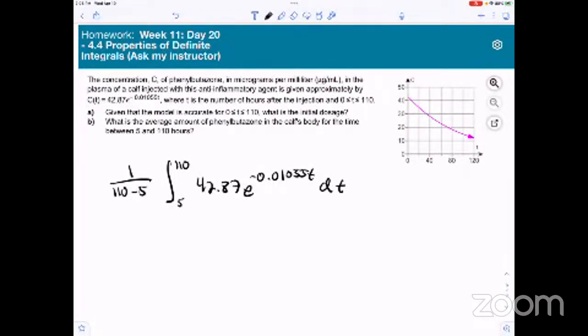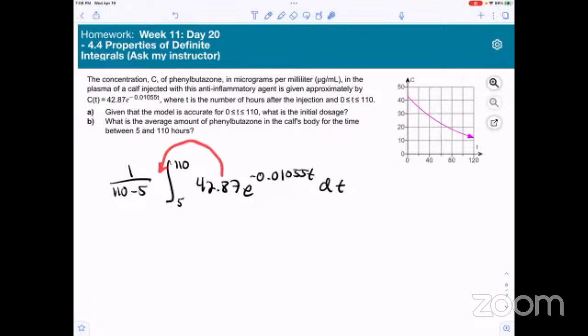So this 42.87 can just go in front, right? Because it's a constant, so you can just move it to the front to make it more simple. So we're going to have 42.87 over 105 times the integral as t goes from 5 to 110 of e to the negative 0.01055 t dt.